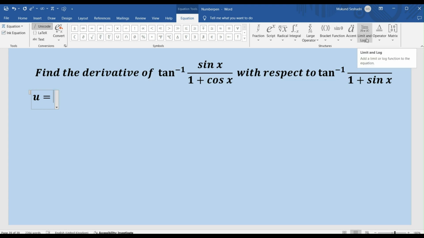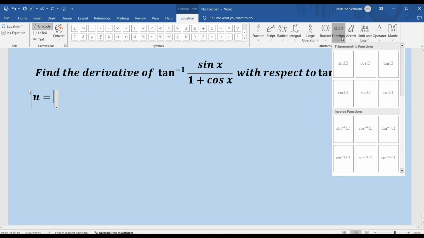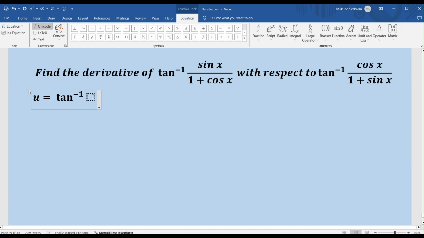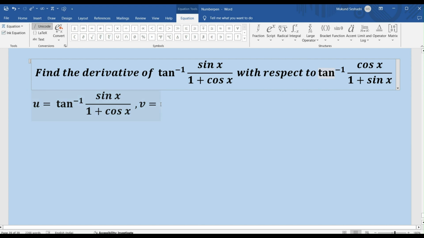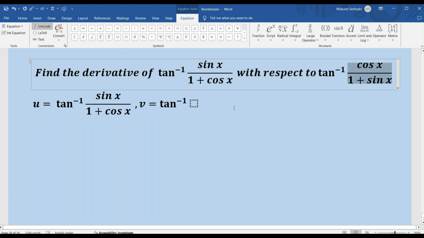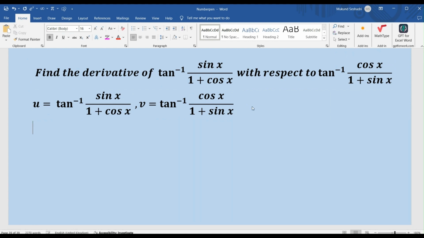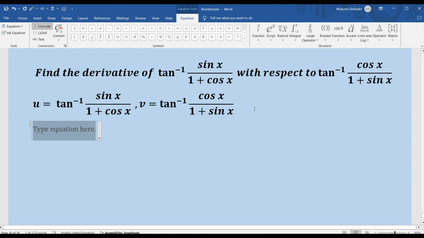So my u is nothing but tan inverse of sine x divided by 1 plus cos x, right? And then my v is tan inverse of cos x divided by 1 plus sin x. Now, all that I've been asked to find is du by dv, right? I'm going to start off with u and then we will proceed to v.